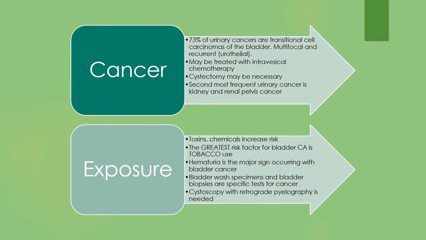Exposure can include toxins and chemicals, which cause the patient to be at a greater risk for cancer. And then the greatest risk factor for bladder cancer is tobacco use. Hematuria is a major sign that occurs with bladder cancer. And then there are bladder wash specimens and bladder biopsies that are specific tests that are used for cancer. What will need to be done is a cystoscopy with a retrograde pyelography.